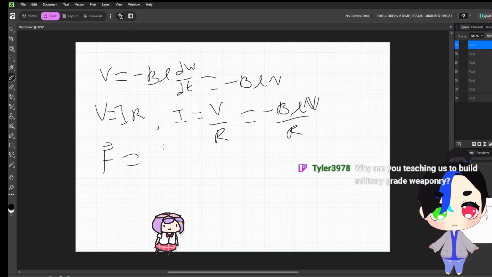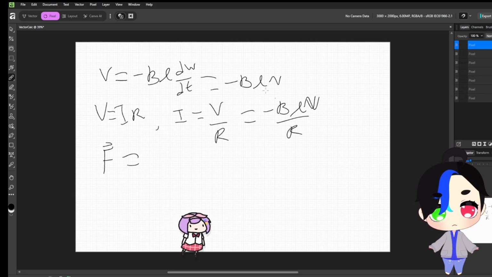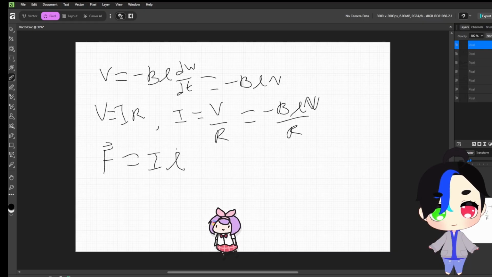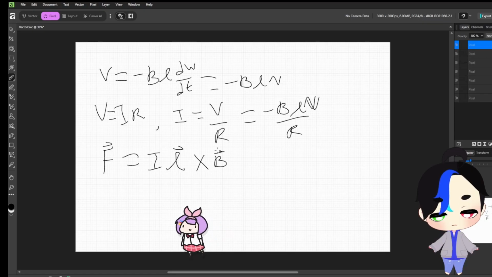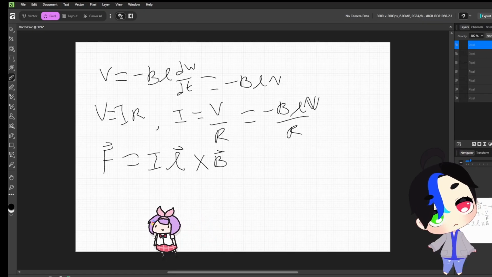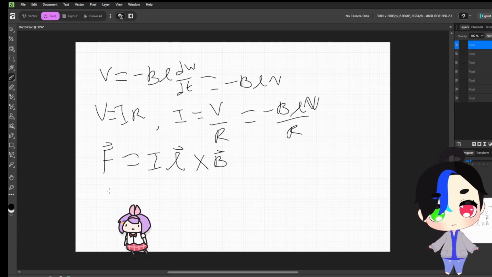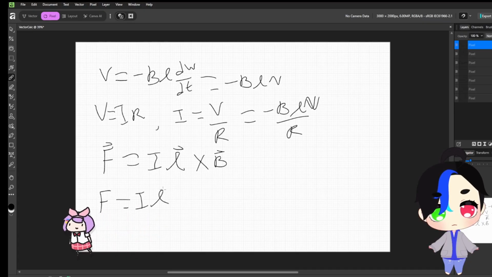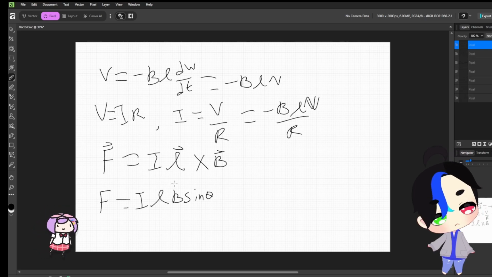So, the force on the rod, because now a current's flowing through it because of the induction, is going to be the current times the length of the circuit that the current's flowing through, cross product the magnetic field. But right now, I only care about the magnitude of the force, so we can just use the formula I brought up last week. Sine theta, where theta is the angle between the circuit path and the magnetic field.